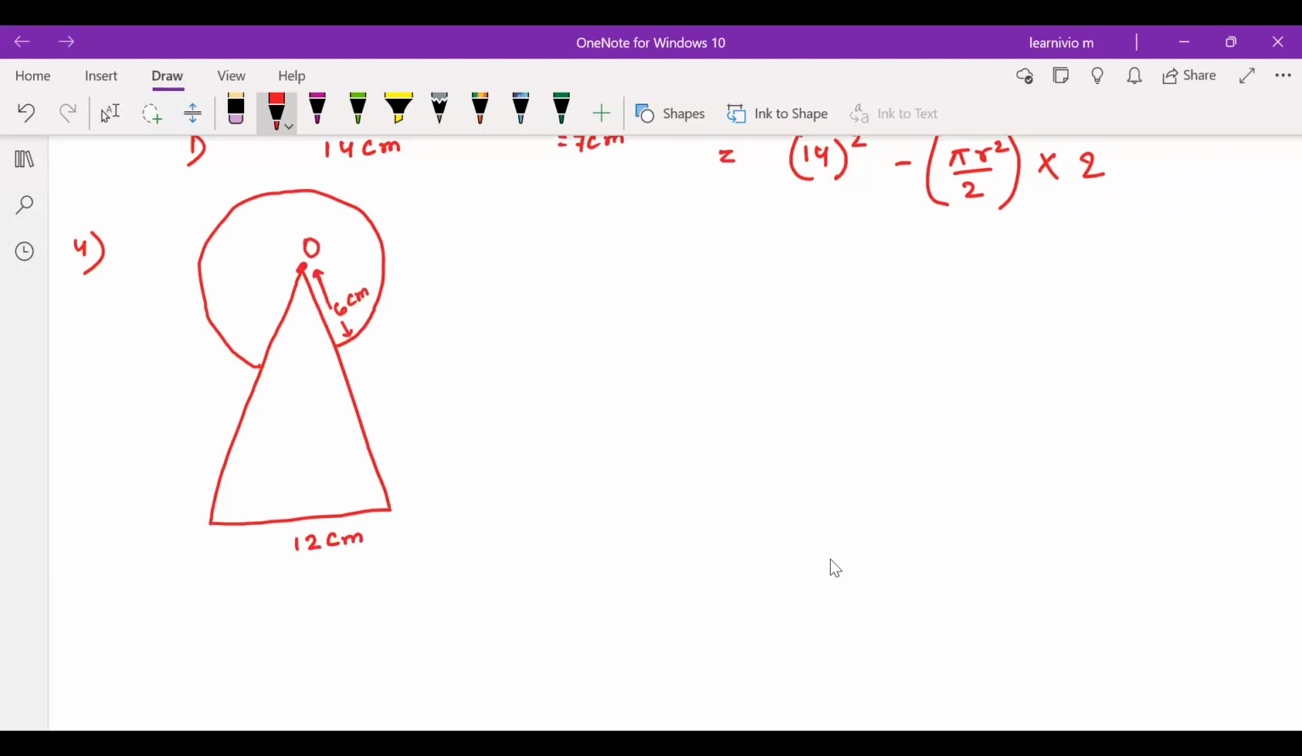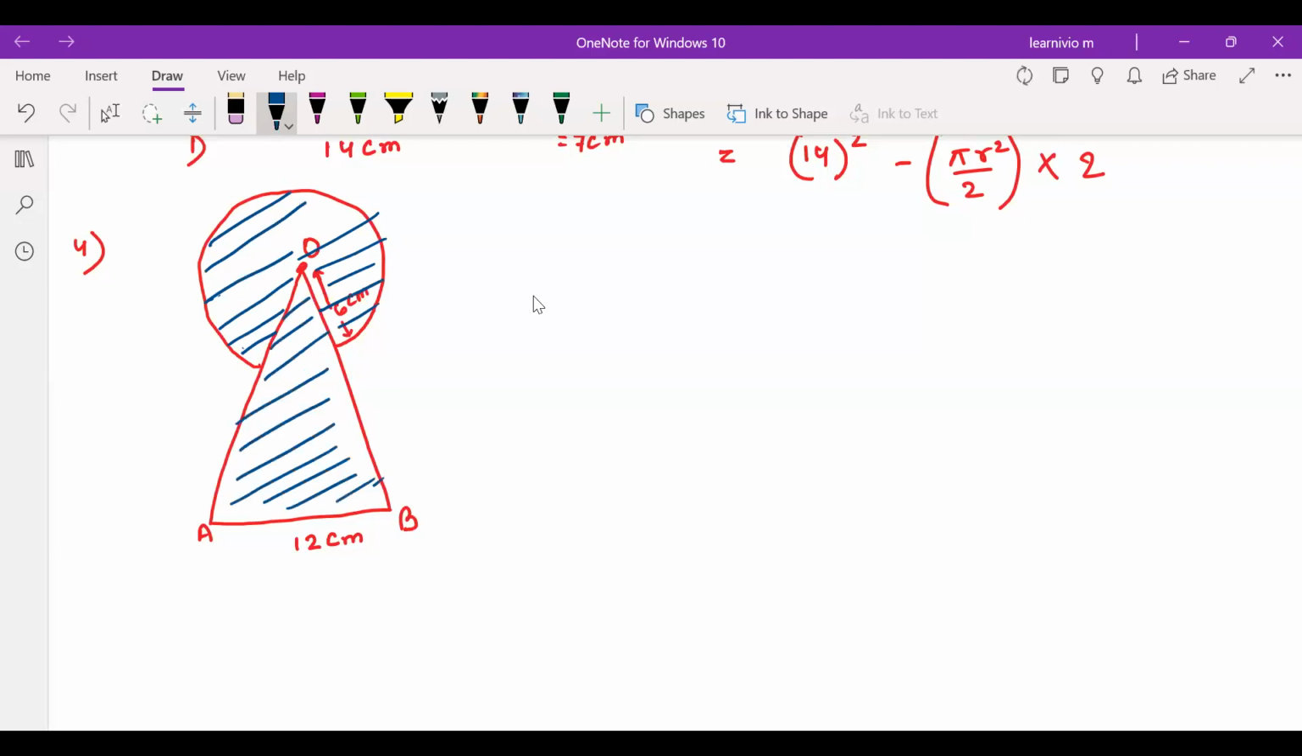Now let me write the name OAB. Here, let me read the question first. This is the complete shaded region. Everything is just colored. The whole triangle, the whole complete portion, whatever you can see on the screen, we have to find the area of that portion. So how will we find the area of that portion?